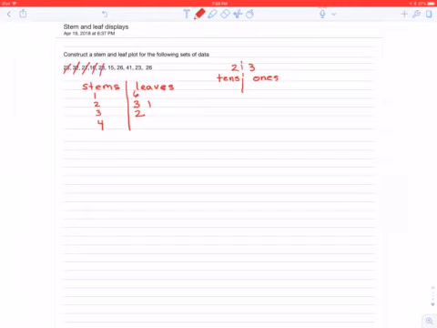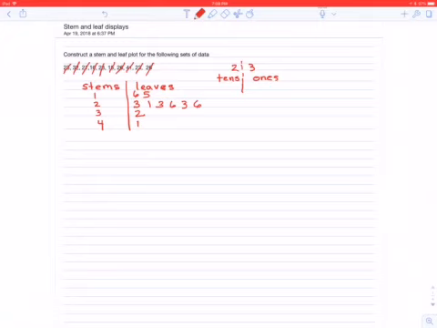I have another 23, so in the 20s, I'll put a 3. 15, in the 10s, I'll put a 5. For 26, in the 20s, I'll put a 6. 41, in the 40s, I'll put a 1. 23, in the 20s, I'll put a 3. And 26, in the 20s, I'll put a 6.